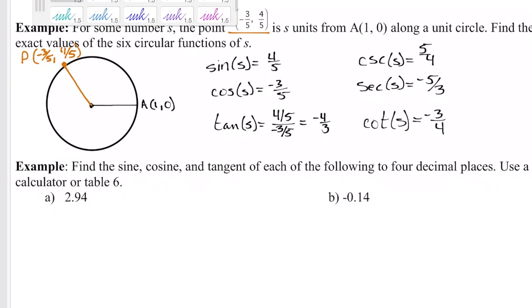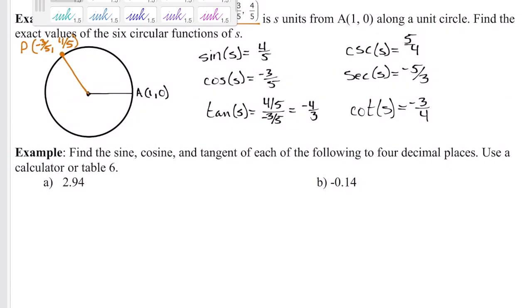Next, we want to find the sine, cosine, and tangent of each of the following to 4 decimal places. We can use a calculator. It says or Table 6, but again, we don't really use Table 6 anymore because we have calculators. We also want to set your calculator to radians because these aren't in degrees. Notice there's no degree symbol, so these are going to be radians.